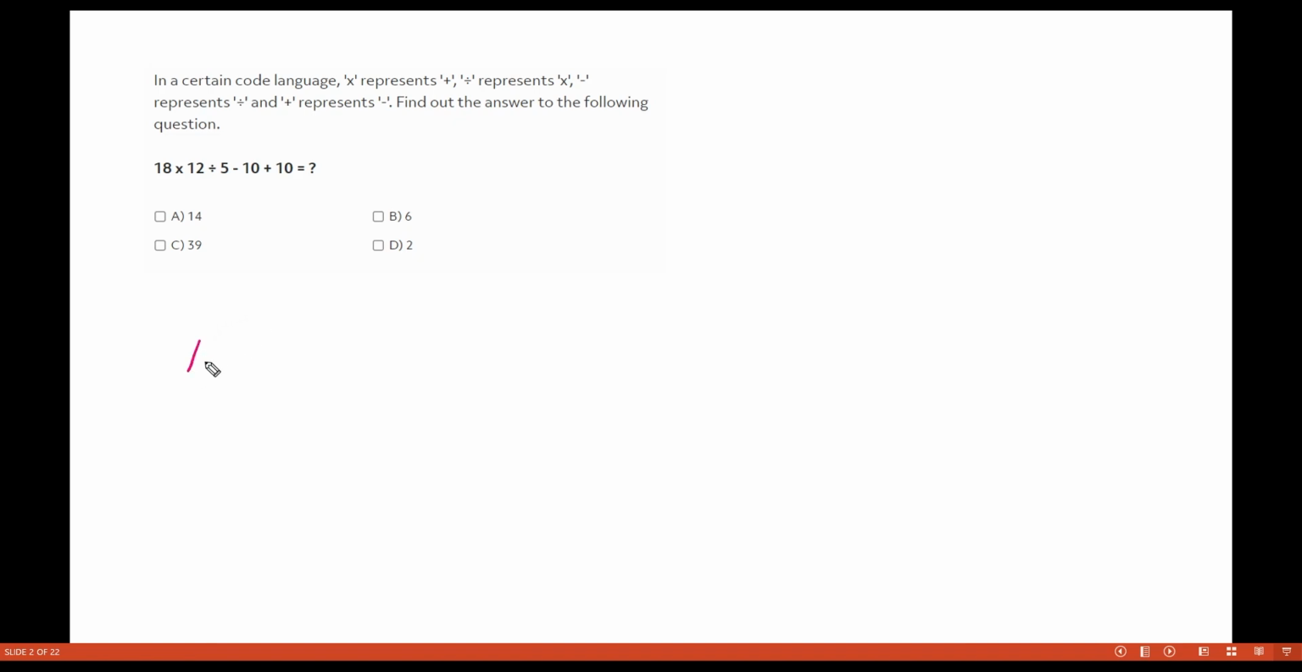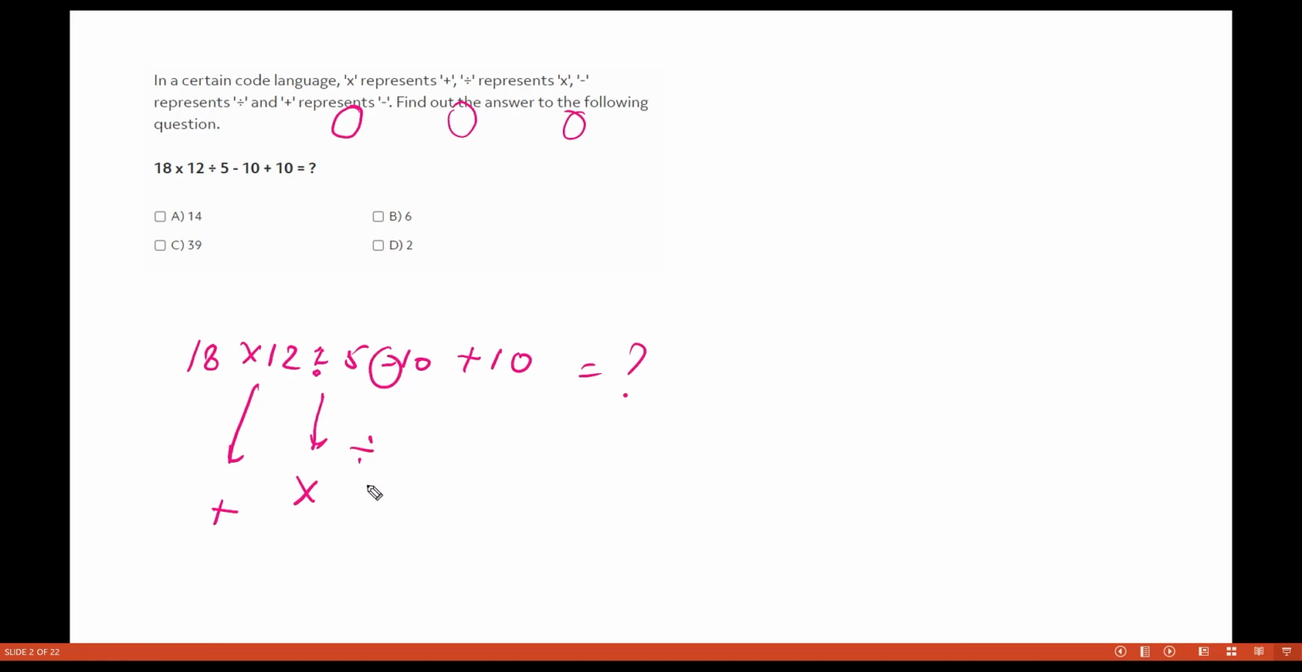In this question, it is given 8 into 12 divided by 5 minus 10 plus 10. So, what will be your answer? But the question says that multiplication represents plus, and the sign of division means multiplication. Multiplication means addition. Sign of division means multiplication. Sign of subtraction means division. And sign of addition plus represents minus.